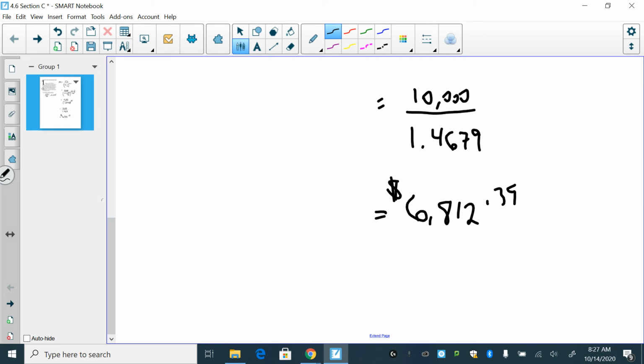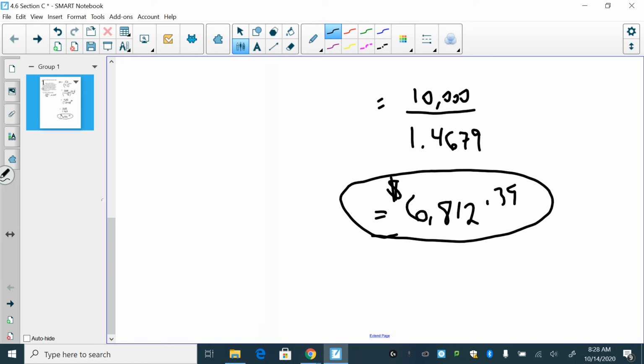So remember, I won $10,000. Okay. So what that means is I've got to take part of that $10,000. I've got to take this amount, $6,812.35, and I'm going to put that into the bank account and not touch it. The remaining amount of 10,000, so if I just subtract that from 10,000, that was $3,187.